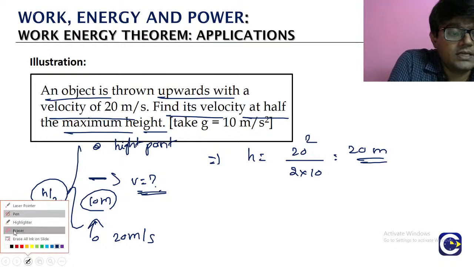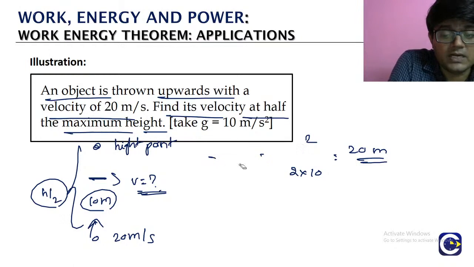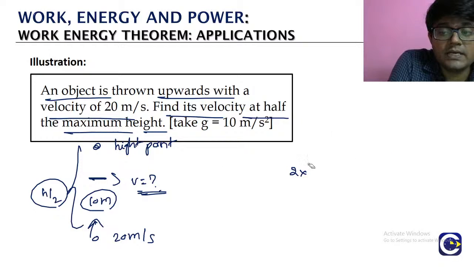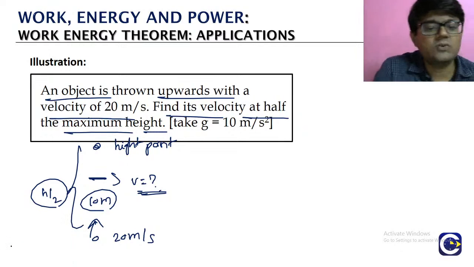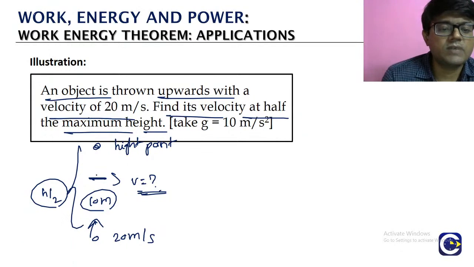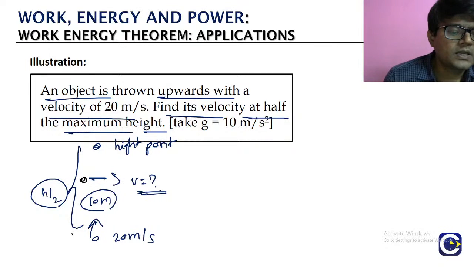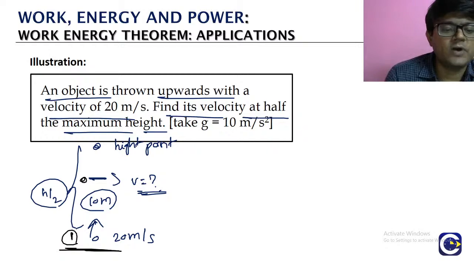Kinematics and the equations of motion approach, we did not solve it that way. We can solve it by using the work energy theorem principle. Because we are doing work energy, let us use the work energy principle. See, the initial point, the surface point, we will call it point 1. Half the maximum height, we are calling it point 2.